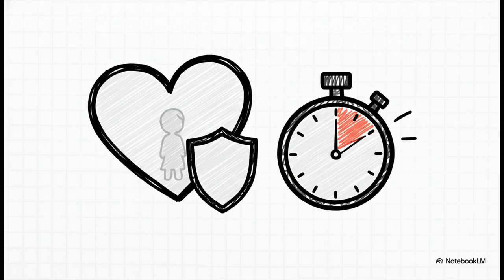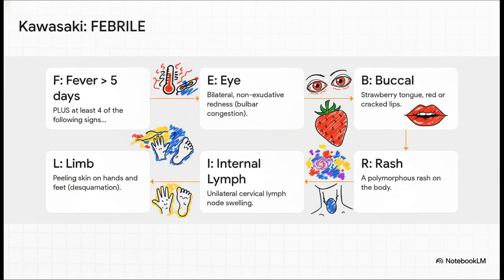Sticking with these medium vessels, let's talk about a disease that's a huge deal in pediatrics. This is a condition where getting the diagnosis right and getting it fast is absolutely critical to protect a child's heart. And that disease is Kawasaki. Its main target is the coronary arteries, the ones that supply the heart itself. To diagnose it, doctors look for a high fever that lasts for more than 5 days, plus at least 4 of the other signs you see here.